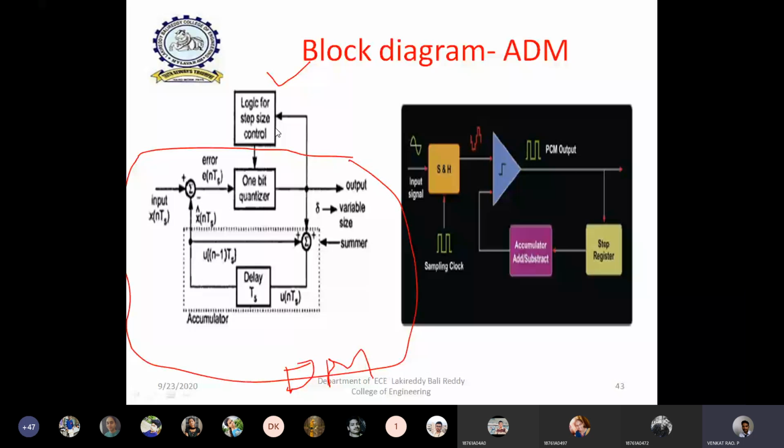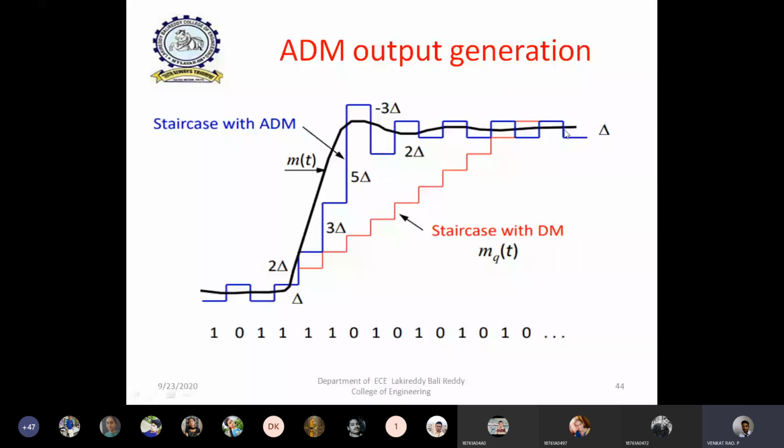For example, this black line is the general input signal having some variation like this. This input suddenly rises, and then it does not vary much during this portion. That means the signal is almost constant during this portion, and during this portion the input suddenly rises. If you apply this kind of input signal to delta modulation only, we know that in delta modulation the step size is always constant. That means this step height is always constant because we are using uniform quantization.